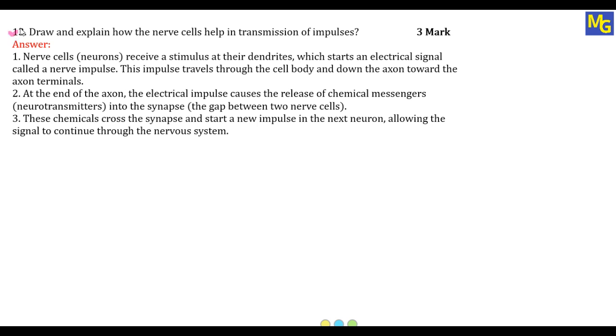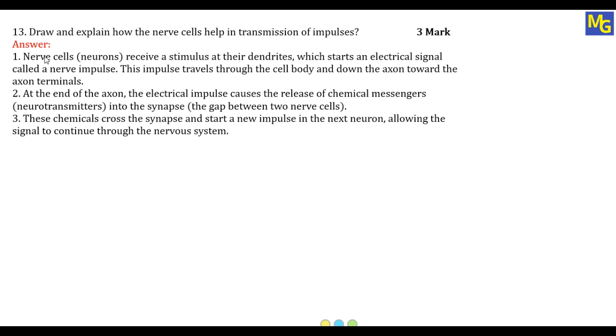So start with question number 13. Draw and explain how the nerve cell helps in transmission of impulses. So here in the question, we have to draw a nerve cell, that is a neuron, and explain how the impulses or the signals will be transferred or transmitted in this nerve cell. So first we will see the explanation of this, and with the explanation we will draw the diagram.